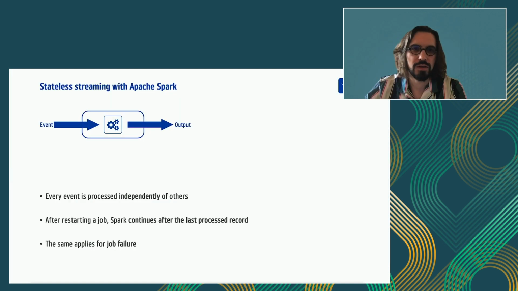So first, the typical stateless streaming that we all know and love and use, at least for us on a regular basis. You have a typical Spark streaming job. You have an event coming in, and we process that event. And based on that event, we have some form of output. And each of these events then is processed completely independently. And that means that if ever the job needs to be restarted, or if the job fails, then we can just continue processing from where we left off.